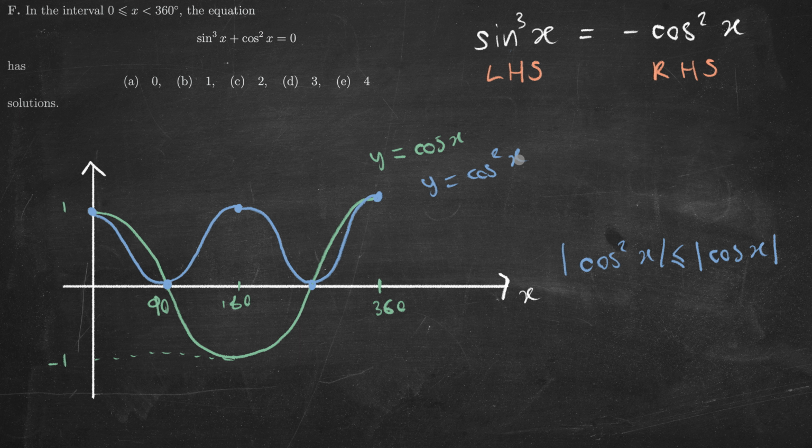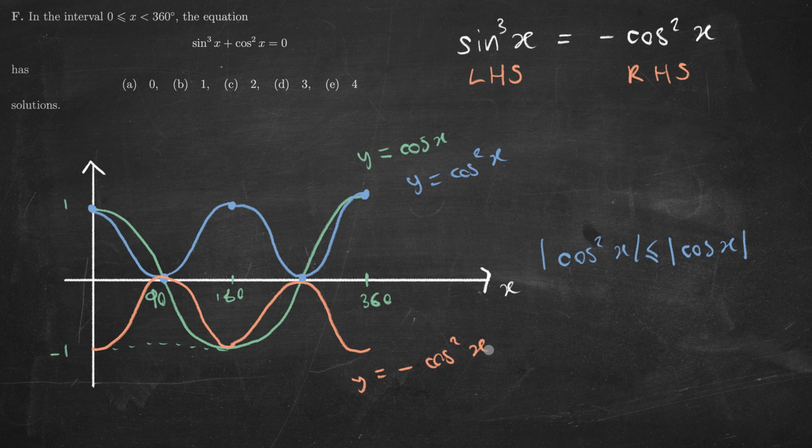But the right-hand side here was the negative cosine squared of x. So if we negate all the y values here, that corresponds to a reflection in the x-axis. So negative cosine squared of x is going to look a bit like this by comparison. So this is the red curve. This is the negative cosine squared of x. Y equals negative cosine squared of x.